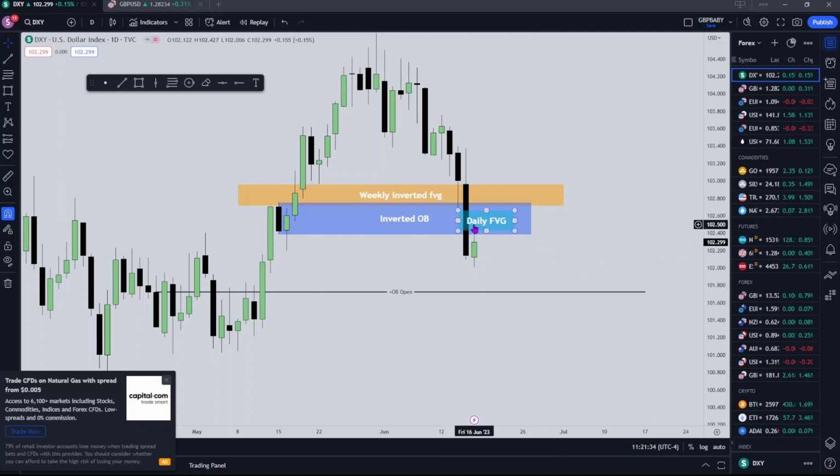Same with the daily fair value gap, 50% of this, that's consequent encroachment. I want price to remain below that for me to remain bearish. So I'm going to do that now. 102.567.